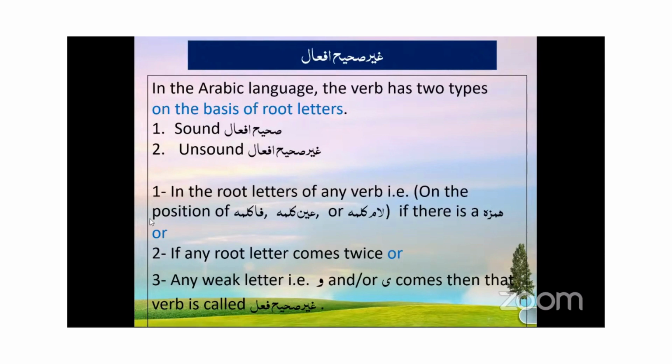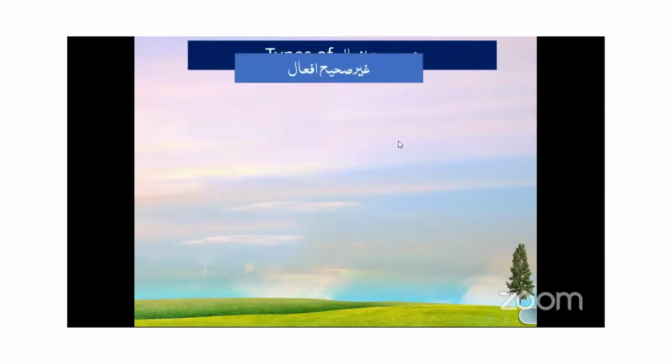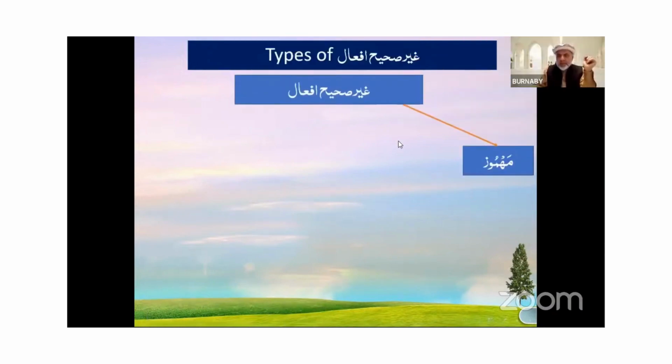Yes. Okay. The second condition is if any root letter comes twice, and I'm going to give you examples so that you know, but before I show you the example, I'm trying to create a picture in your mind of what to expect. Or if any weak letter, that is ya or waw, comes, then that verb is called ghair sahih fail or unsound fail. Agree? Yes. Okay. So let's take a look at this. They have names, and I'm going to cover those names later, but right now just focus on the screen and see what I'm showing you.